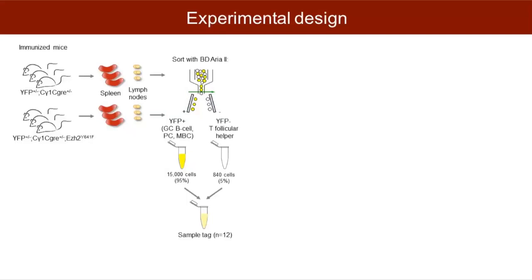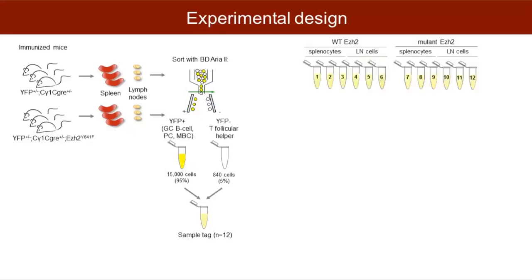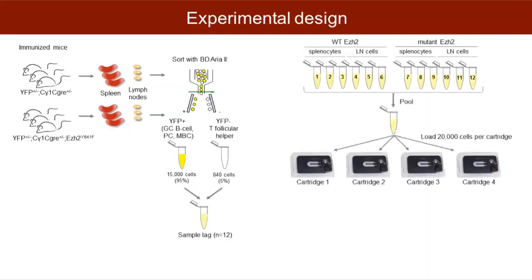We also sorted few T follicular helper YFP negative cells. And post-sorting, we mixed 95% YFP positive cells with 5% TFH. And we tagged the 12 samples with the BD single-cell multiplexing kit. Then we pooled the tagged samples and split them into 4 cartridges. We loaded 20,000 cells per cartridge. And then we followed the Rhapsody protocol.